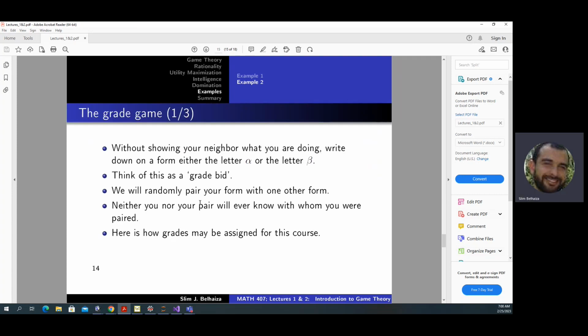So the second game we played is the grade game. And here, without showing our neighbor what we were doing, we were asked to write down on a form either the letter alpha or the letter beta. We thought of it as a grade bid. And we randomly paired students. None of the players is allowed to know with whom he is going to be paired. And this is how the grades would end up being assigned for the course.